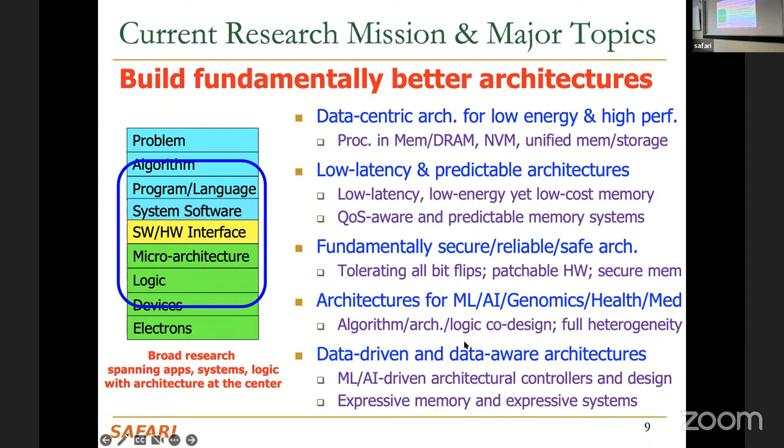And then I think this is something that I mentioned earlier. How do you design data-driven architectures, machine learning-driven architectures, controllers, and make them more intelligent? And then the data-aware architectures, this is something that we do not discuss as much, but basically the idea here is, if you look at today's architectures, they don't communicate a lot of information about the semantic properties of data to the underlying hardware or the system.